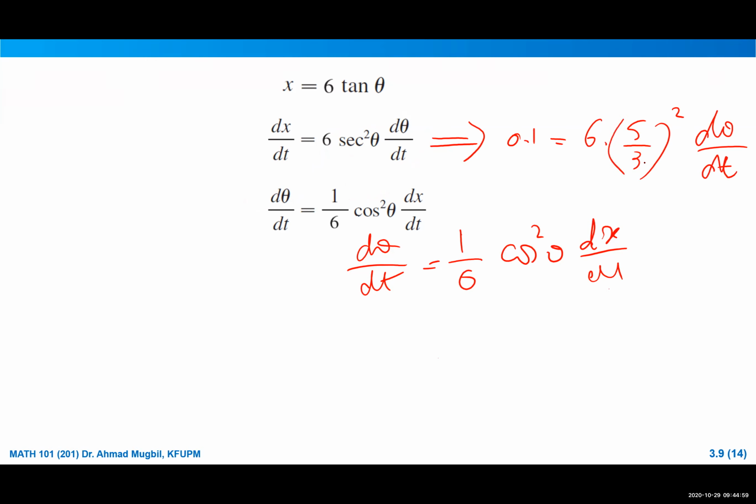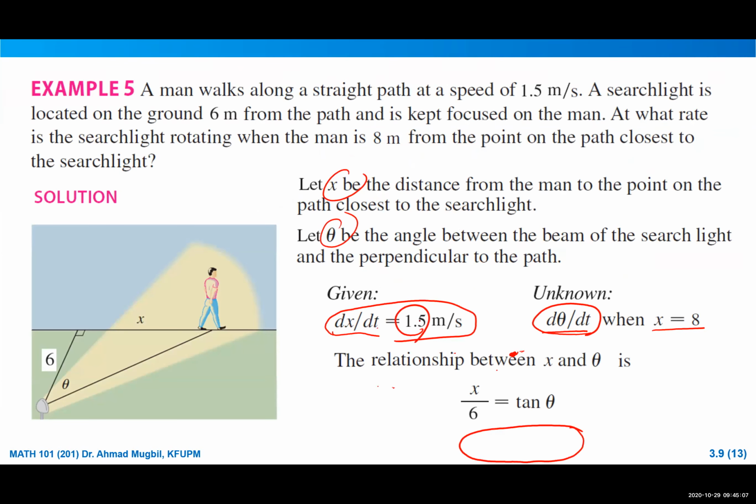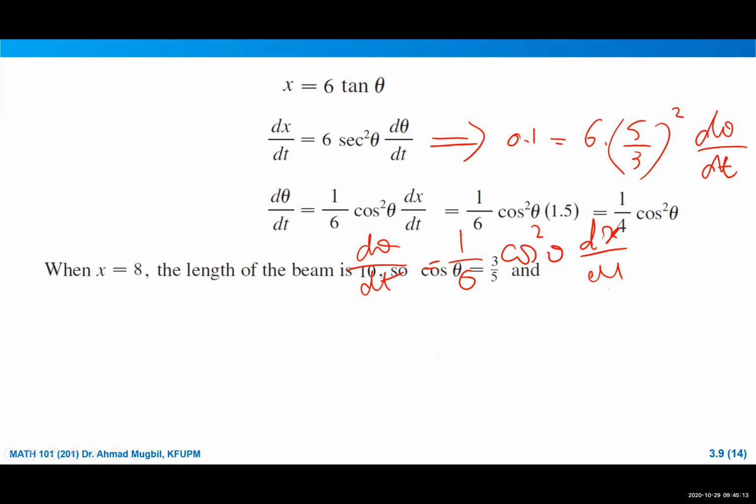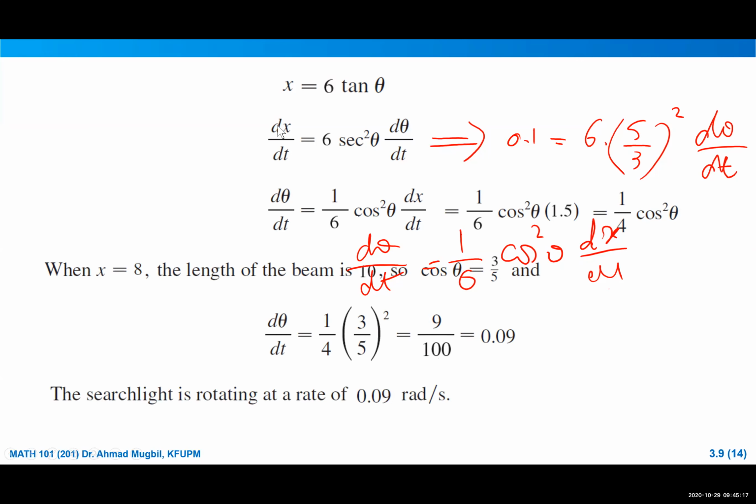How did you get the 1.5? It is given, 1.5 is given. dx dt is 1.5. Yes, now it's clear. And the theta, we got it from the triangle. Now it's clear. Thank you, doctor.